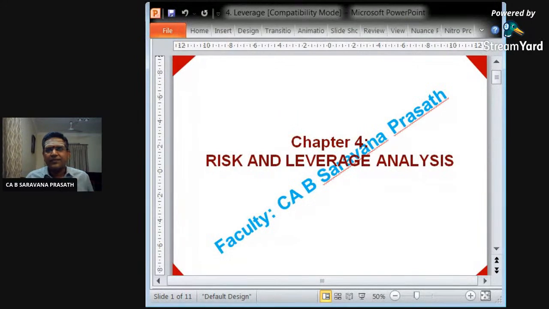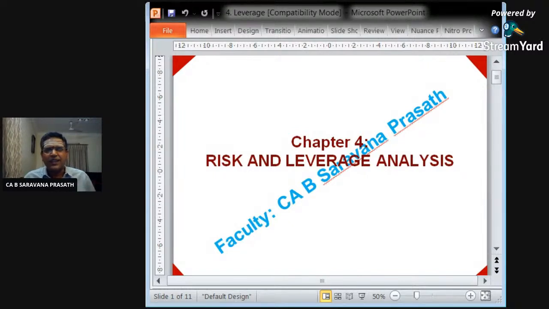The first of this is to understand the concept of leverage, and whatever knowledge we have in leverage, we carry it into the next chapter, the cost of capital and the capital structure. May I request the slide to be made available online, please. Yeah, thank you. So here we are in relation to risk and leverage analysis.